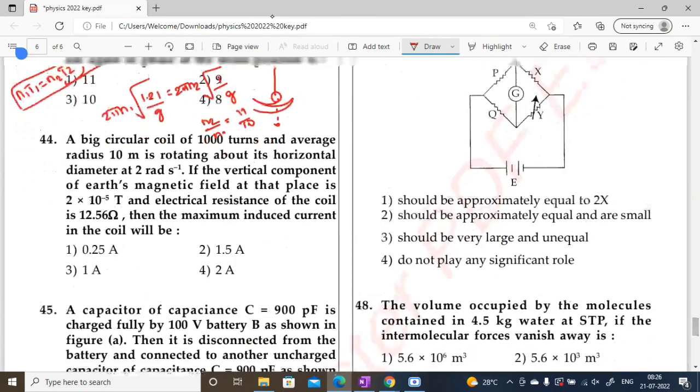A big circular coil of 1000 turns and average radius of 10 meter is rotating about an axis of diameter at 2 radians per second. The vertical component of Earth's magnetic field is 2.2 into 10 power minus 5 Tesla. The electrical resistance is given as this value. The maximum induced EMF will be.